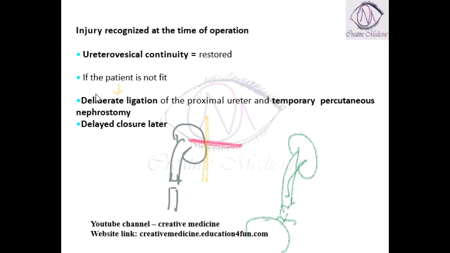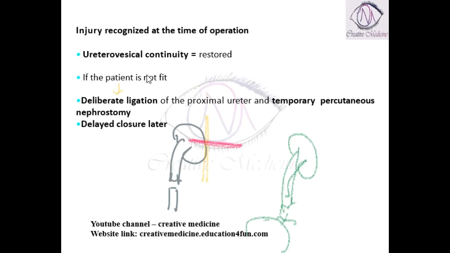Next, if the patient is not fit for surgery, there are two things. If the patient is fit for surgery, immediately after diagnosing the injury, we can directly do a ureterovesical repair, ureteric repair, or other surgeries. Based on that, we should make sure that the continuity between the ureter and the bladder is restored.